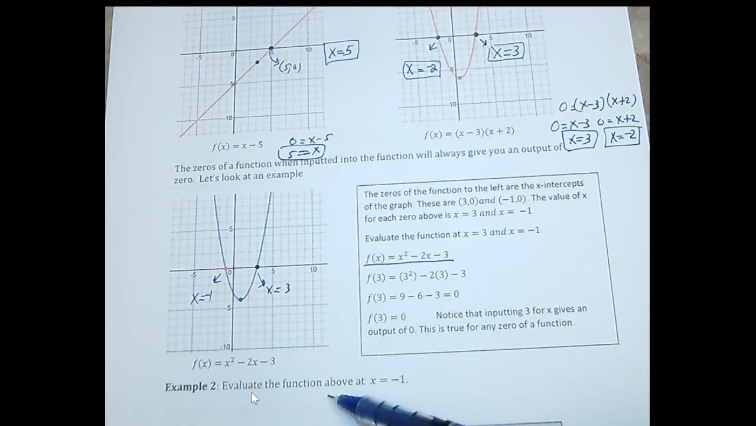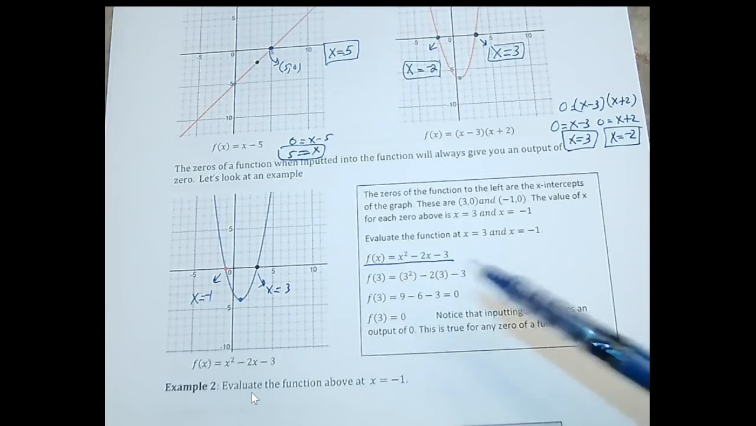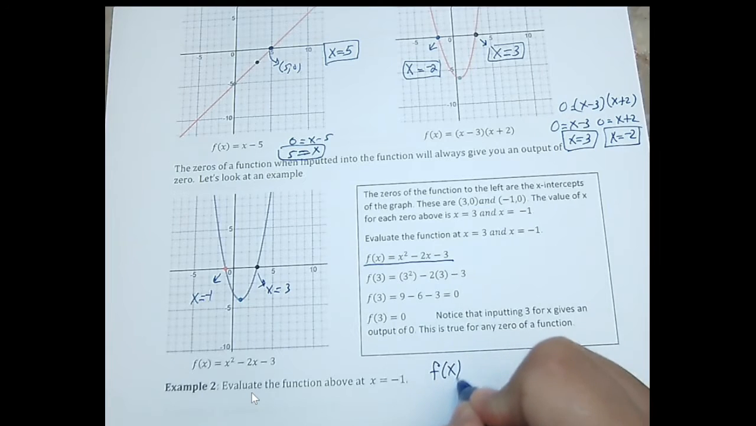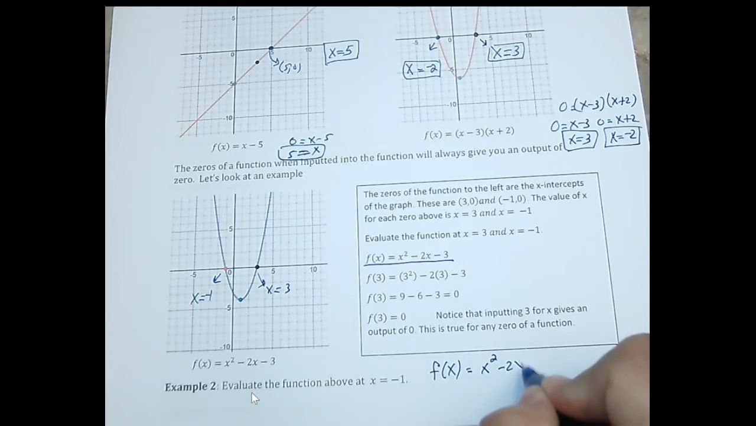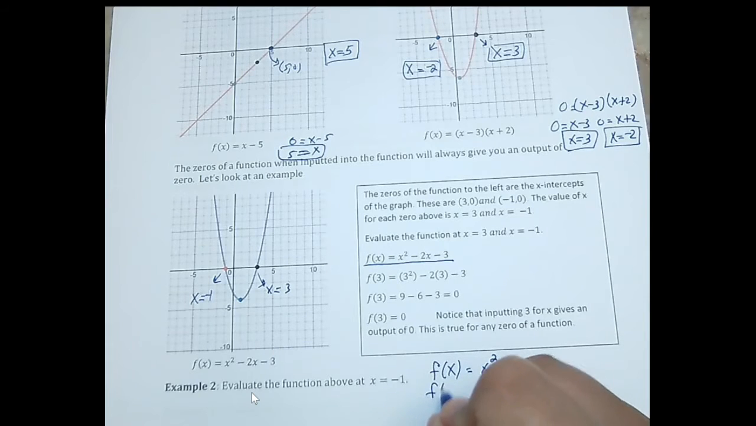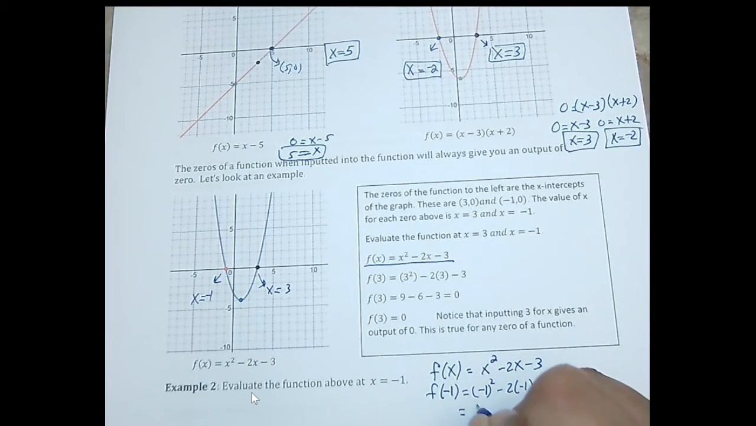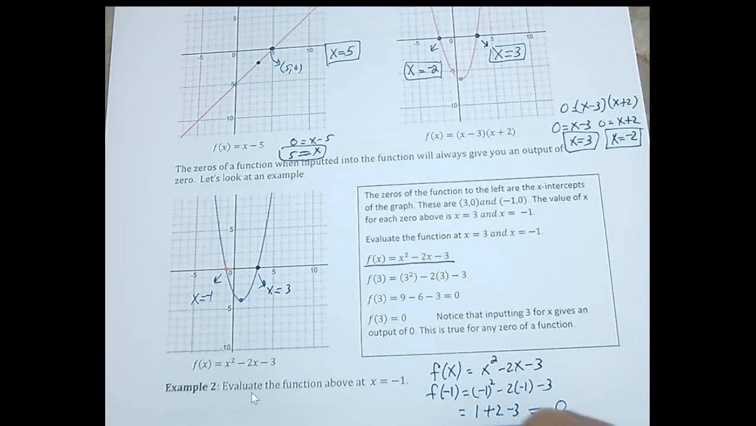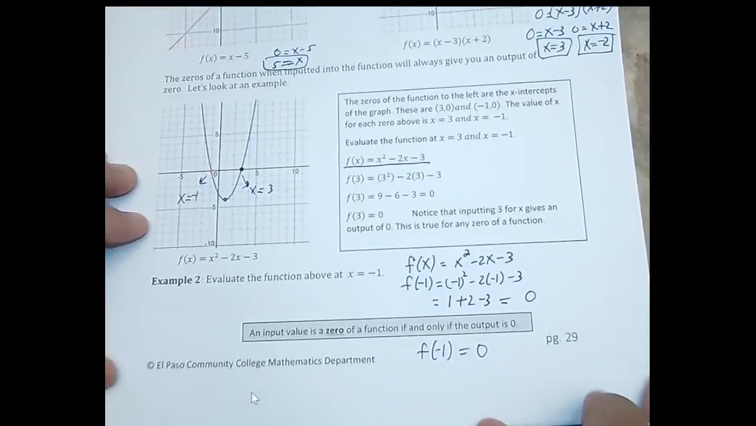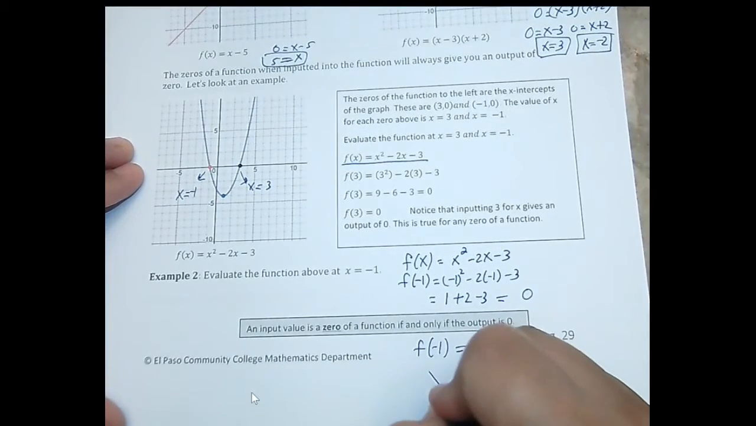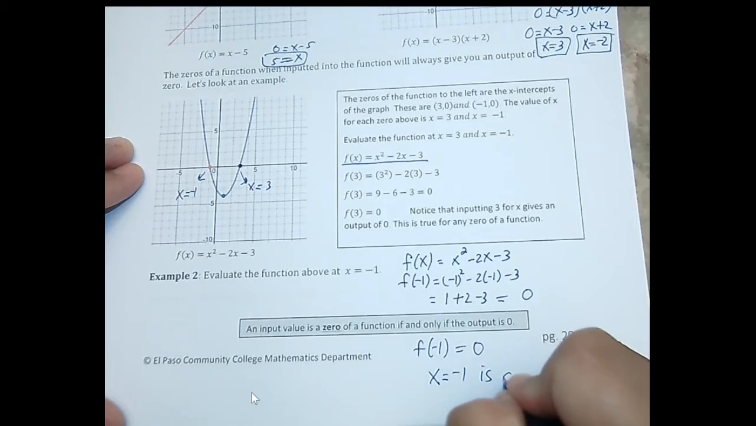So if we want to evaluate the function above at x equals negative 1, here I would have f of x is equal to x squared minus 2x minus 3. If I enter negative 1 for x, let's see if we get a 0. Negative 1 squared is 1. Negative 2 times negative 1 is positive 2. And so this gives us 0. So f of negative 1 is equal to 0. And so by us getting a 0 here, that tells us that x equals negative 1 is a zero.